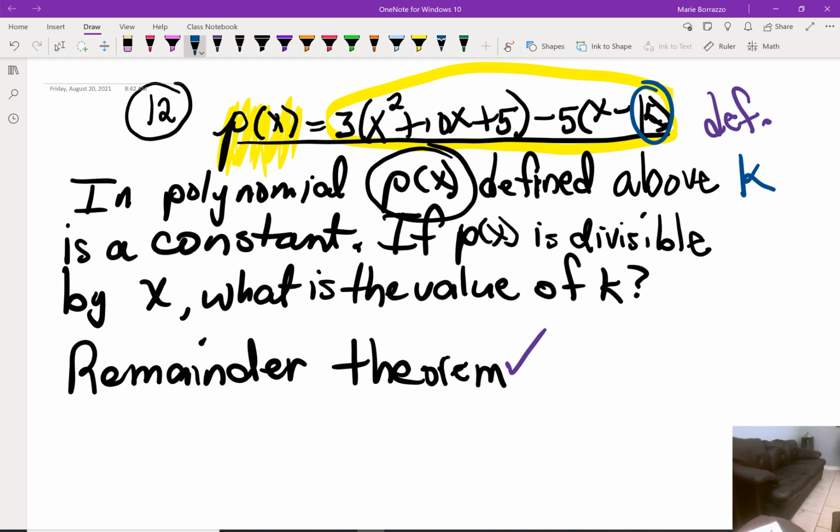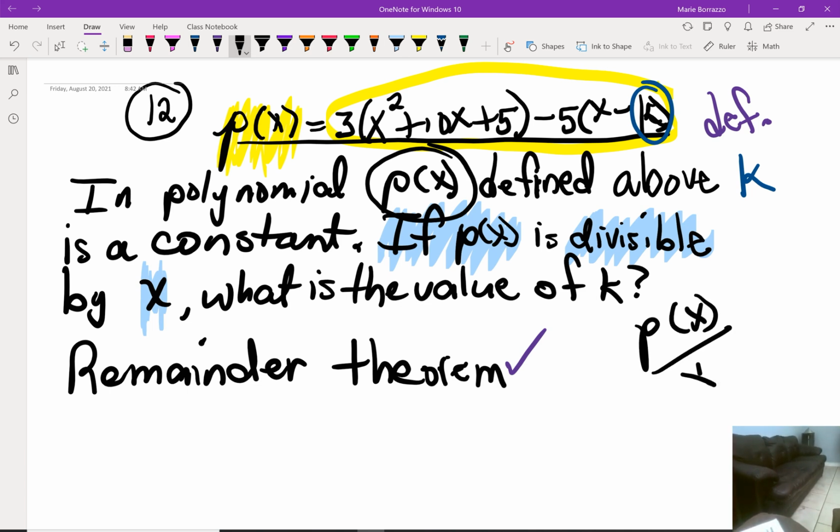If p of x, and this is where it gets important, if p of x is divisible, again, divisibility rules, by x, then right away you should be thinking this polynomial is divisible by this x value. Well, that means that x is a factor, and therefore we would look at p of x as equal to 0 in the sense of x is 0.